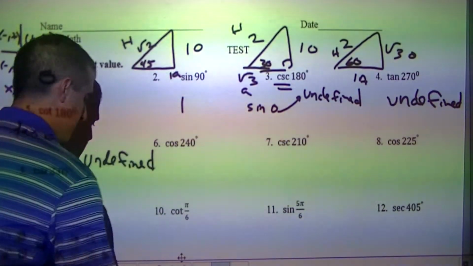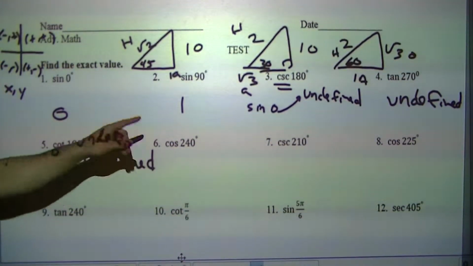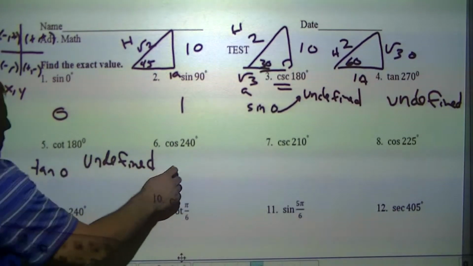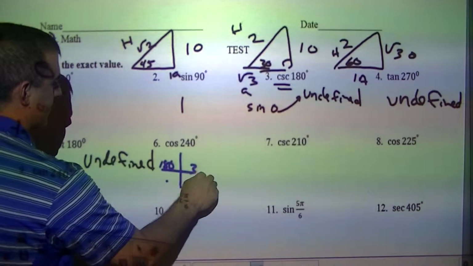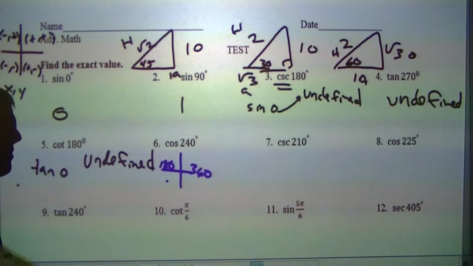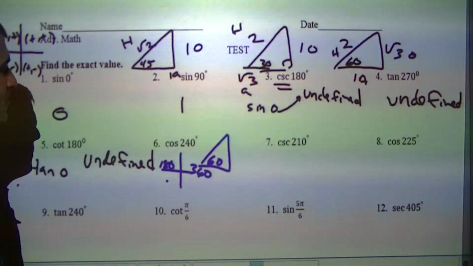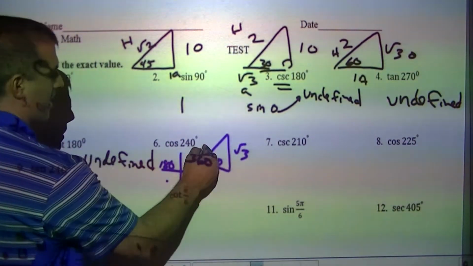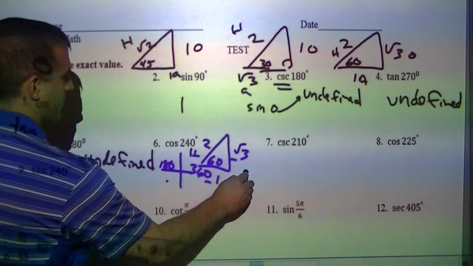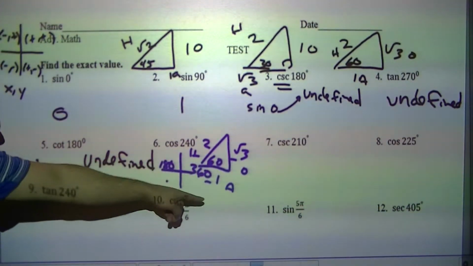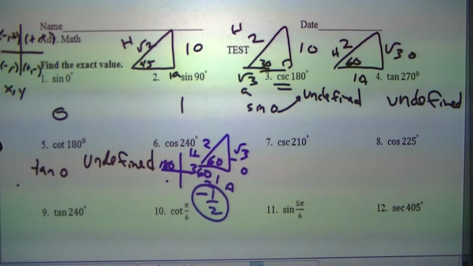All right, so let's go down to number 6, 240. Where's 240? 240 is down here. We always go to 180 or 360, basically. So that's going to be my 60-degree triangle. That 60-degree triangle is up there. That's square root of 3, 2 and 1. If it's down here, both of these are going to be negative. Hypotenuse, opposite, adjacent. Cosine is adjacent, so negative 1 over 2. That is the cosine of 240.